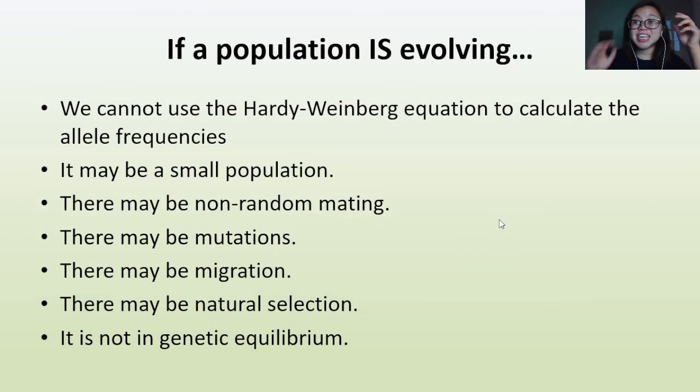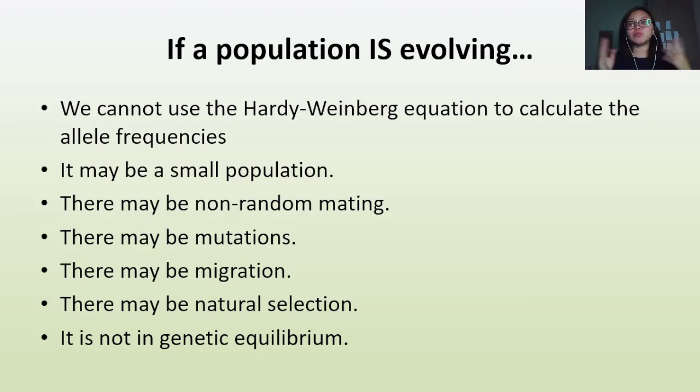If your population is evolving, no matter how you calculate, no matter how many times you check your answer, you will not be able to use the Hardy-Weinberg equation. This population that you're looking at may be a small population, or there may be non-random mating, and there may be mutations occurring, there may be migrations occurring, there may be natural selection, and most of all, if you cannot use the formula to calculate, that means this population is not in genetic equilibrium.